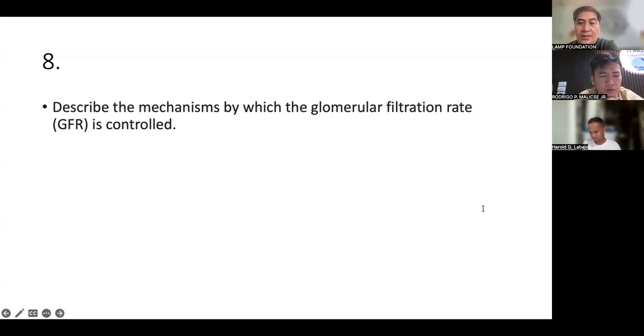And the third one is the nervous system, stress. We all know that stress can really increase your sympathetics. So when your sympathetic nervous system is affected, this will constrict your afferent arterioles. That means there will be decreased blood flow, and this will decrease the GFR. So if you have good GFR, that means good urine flow, everything is okay.